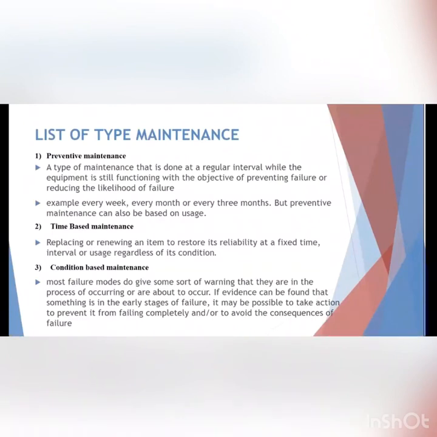The commercial maintenance management of a building should take precautions to ensure the building occupants are not exposed to any danger to the students. So preventive maintenance or preventative maintenance is basically a type of maintenance that is done at regular intervals while the equipment is still functioning, with the objective of preventing or reducing failure. The preventive maintenance can be time-based, for example, every week, every month, and every 3 months. But the preventive maintenance can also be based on usage. So the second one is the time-based maintenance.